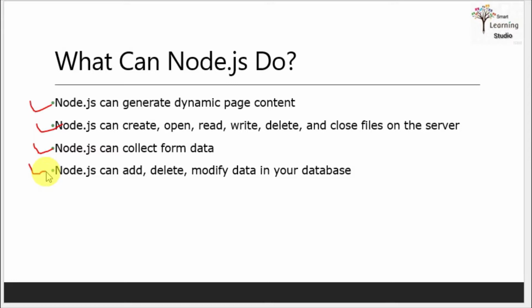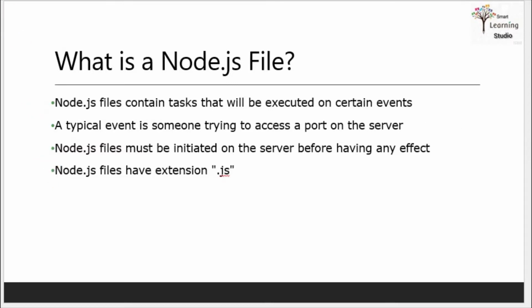Then what is a Node.js file? A Node.js file contains tasks that will be executed on certain events. A typical event is someone trying to access a port on the server. A Node.js file must be initiated on the server before having any effect, and it should have an extension of .js. So the definitions are completed.